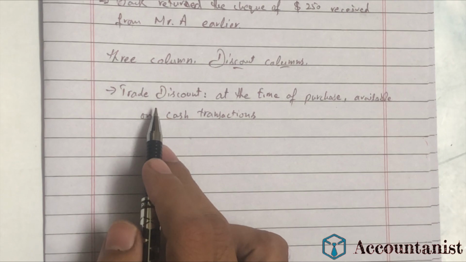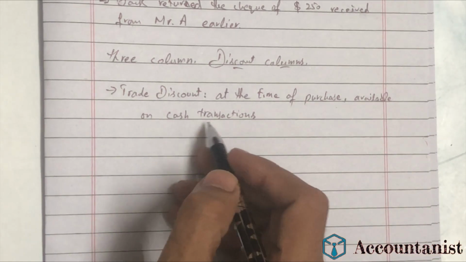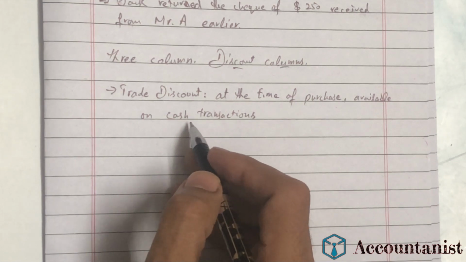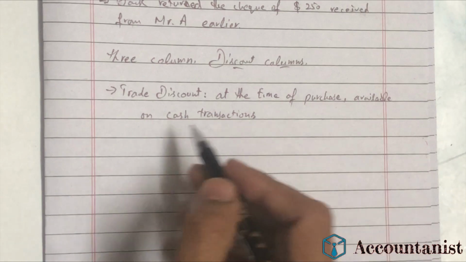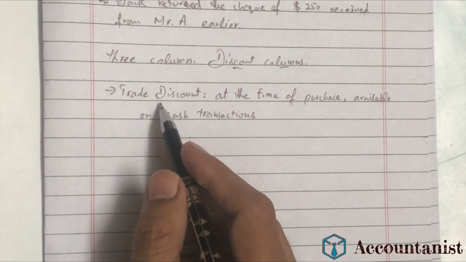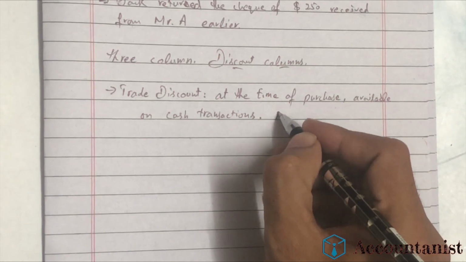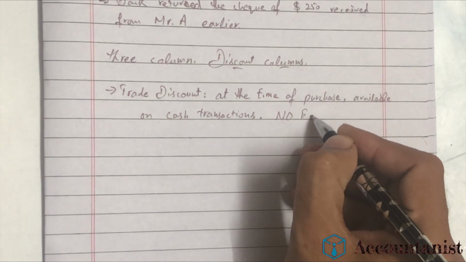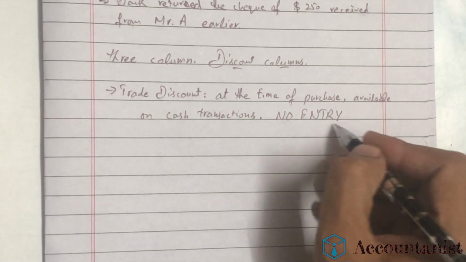Cash transactions mean you have to pay once you purchase the goods. So at the time of the purchase and on the cash transaction, if there is a discount, that is a trade discount, and we do not record any entry of this trade discount. No entry will be recorded in the books.